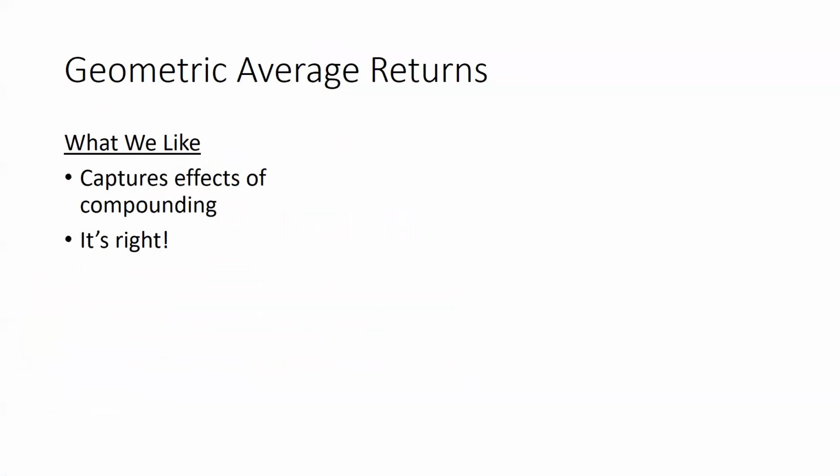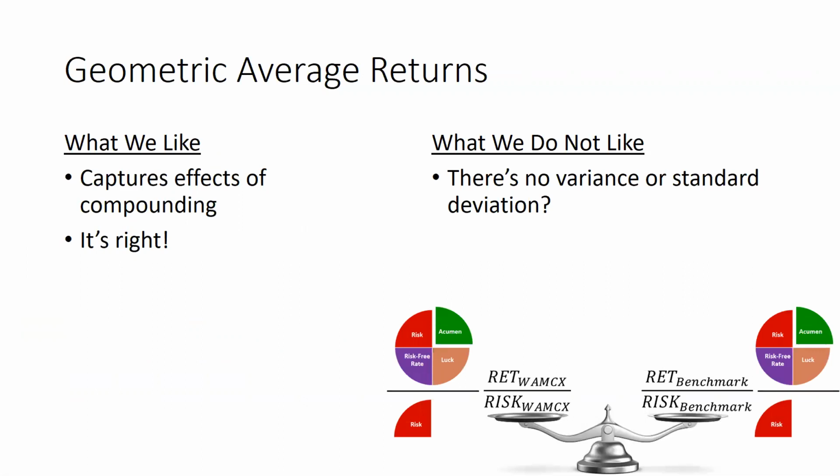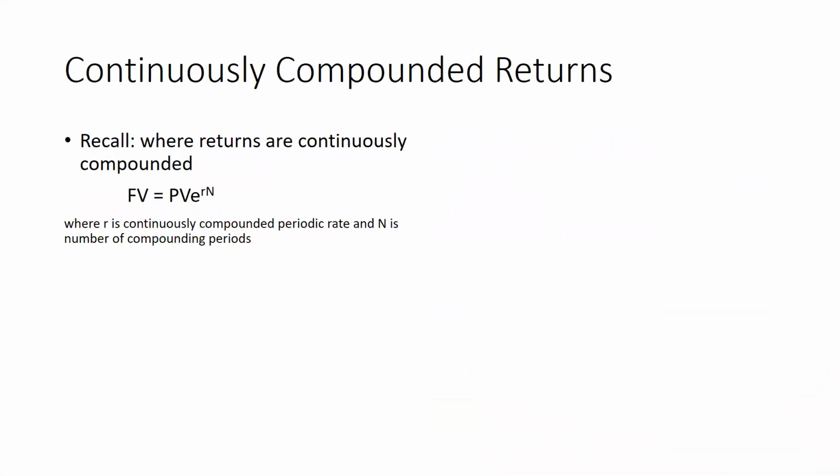So what do we like about geometric average returns? Well, it captures the effects of compounding and it's right. So that's awesome. So let's use it. But there's a problem. There's no variance or standard deviation. It's impossible to calculate variance or standard deviation using this technique. So we can't actually execute the methodology that I proposed to you earlier. So that's a problem. We have to look for an alternative, and we're going to find that alternative using continuously compounded returns.